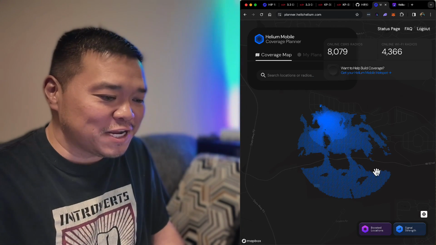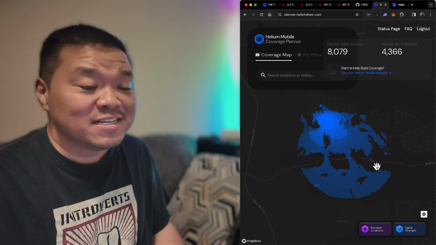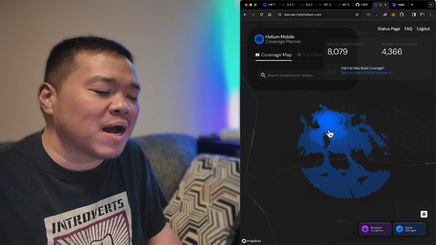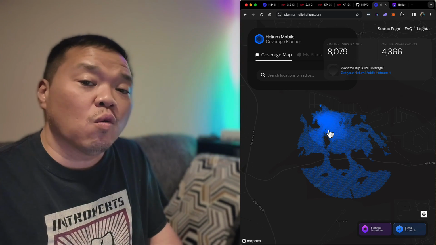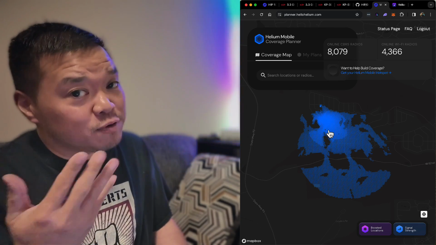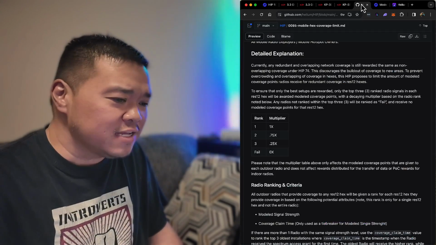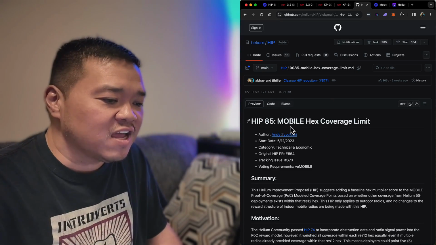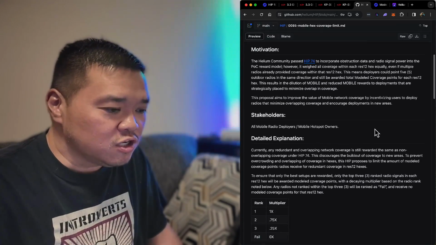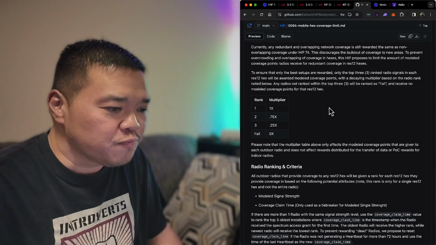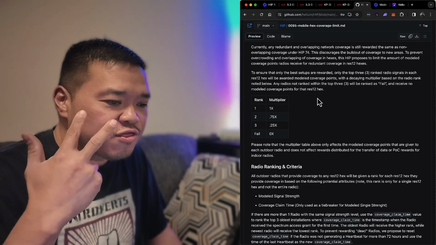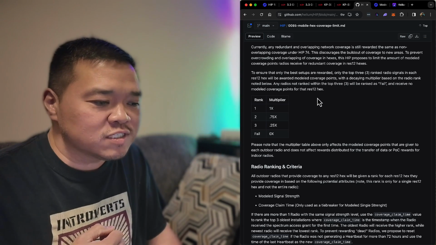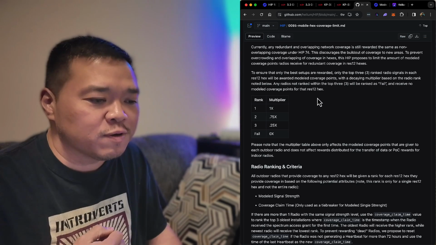This area right here is what's covered by my CBRS, and this little area here is what's covered by my outdoor Wi-Fi. Now, why did I put two? Well, if you know anything about HIP 85, mobile hex coverage limit, as it explains here, it's based off of three. To ensure that only the best setups are rewarded, only the top three ranked radio signals in each Res 12 hex will be awarded coverage.